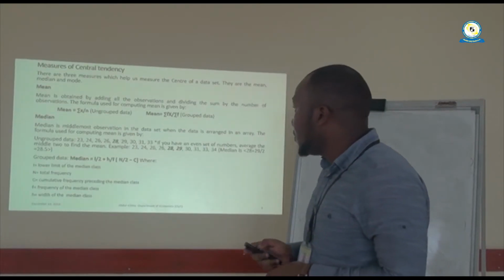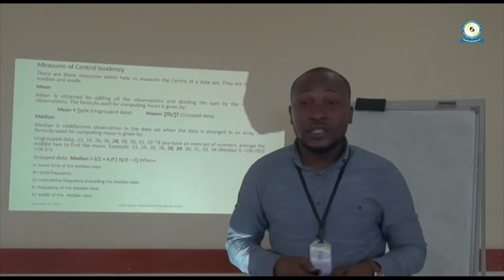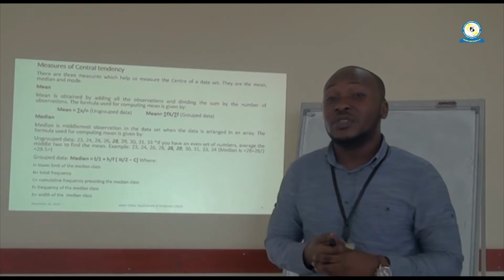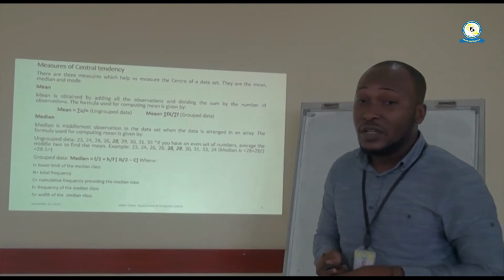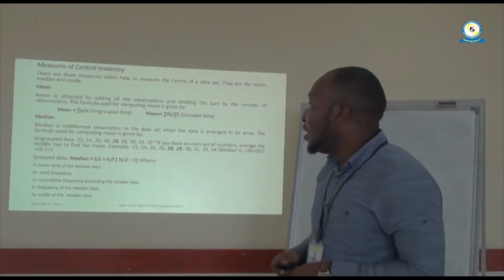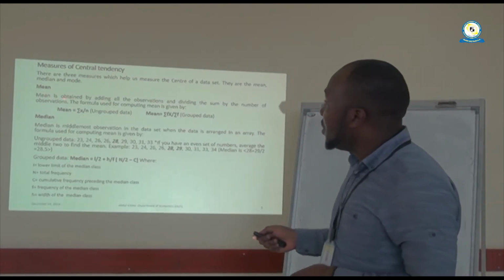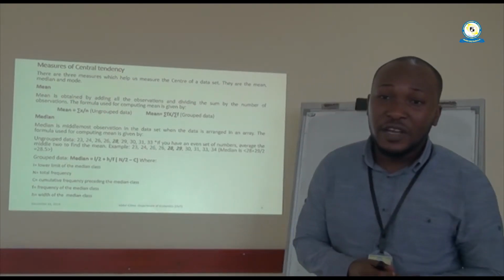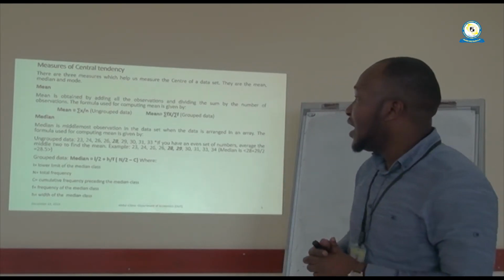Let's start with the measure of central tendency. With measure of central tendency, we want to know where our data is located. We have 3 common measures of central tendency: the mean, the median, and the mode. So here is our mean. Mean is obtained by adding all of the observations we've got and dividing by the number of observations. Mean simply means an average.